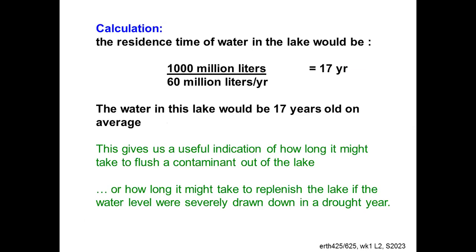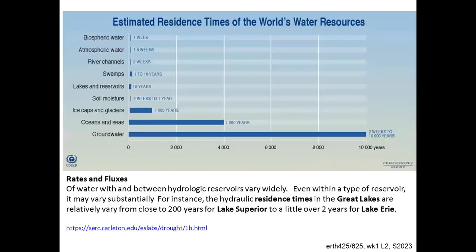And we can calculate a residence time by taking 1,000 million liters, dividing it by the 60 for the flux, and we come up with 17 years. So on average, the water in this lake would be 17 years old, which gives us a useful indication of how long it might take to flush a contaminant out of a lake, or how long it might take to replenish a lake if water levels were taken severely down by drought, etc. So this is an average estimated across the entire hydrologic cycle.